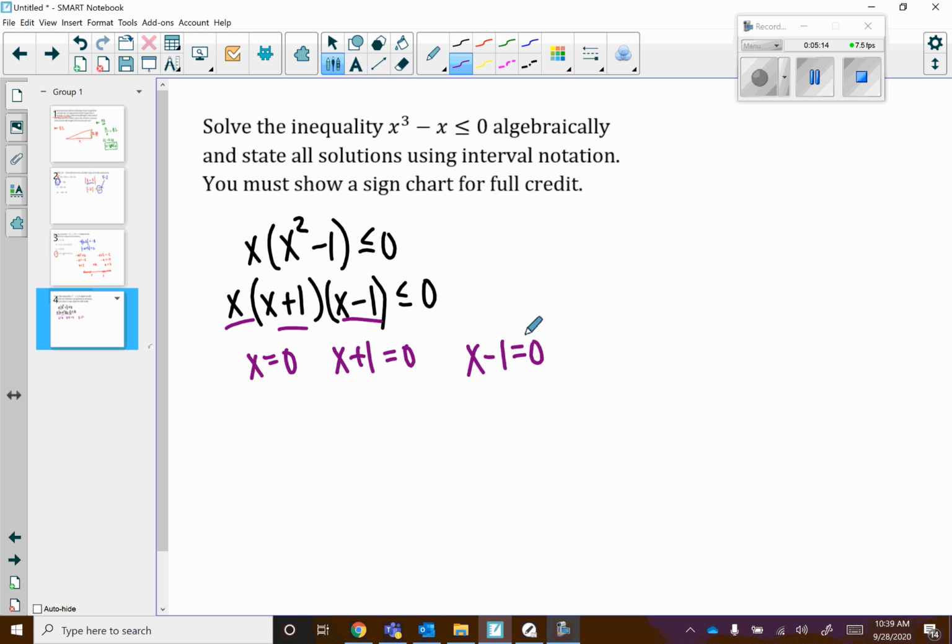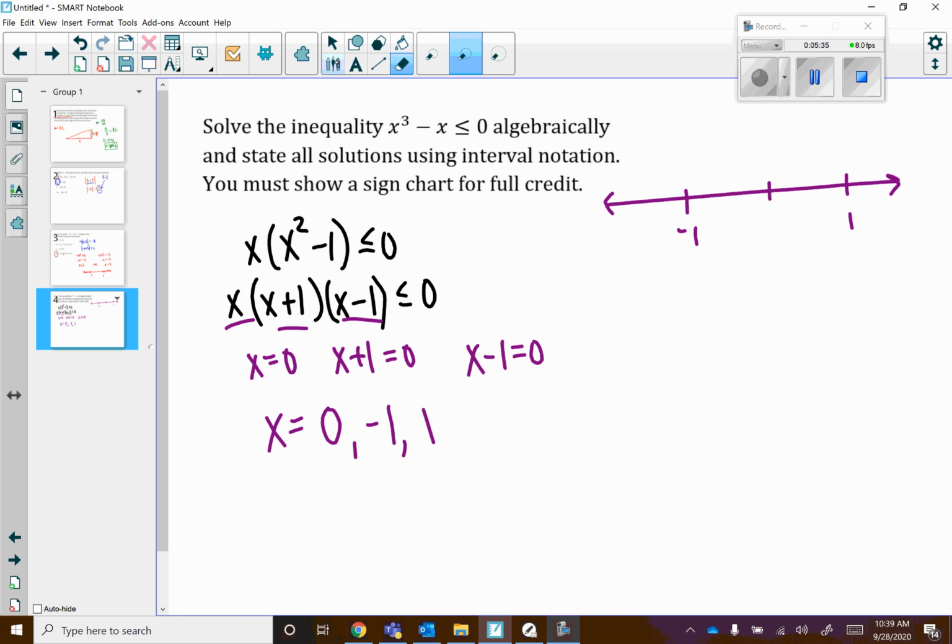And solve. So we would have x is equal to 0, -1, or +1. We take those to our number line. -1, 0, and 1. And now we need to figure out values between these intervals that we can test. I think the easiest one to do below would be like a -2 or a +2 above, and then between I would do 1/2 and -1/2. What do we do with these numbers again? We plug them into that original function.